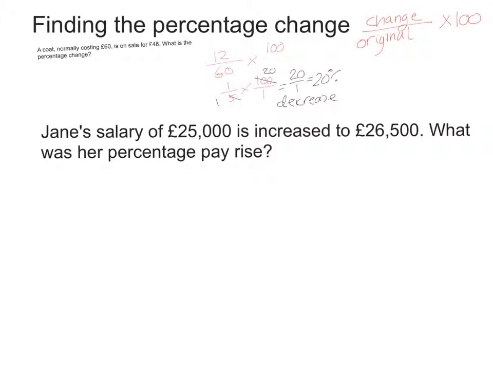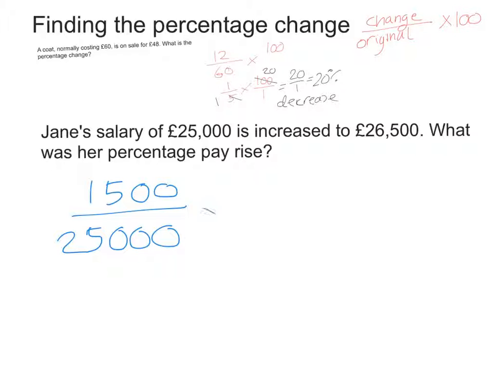Okay, if you want to then pause and try this example, and then I'll continue on. Okay, so what is the actual change here? Well, her salary has gone from 25,000 up to 26,500, so that's a change of £1,500. We put that over the original amount. Now, her original salary before the increase was 25,000. And we're going to multiply that by, remember, 100, which is essentially 100 over 1.